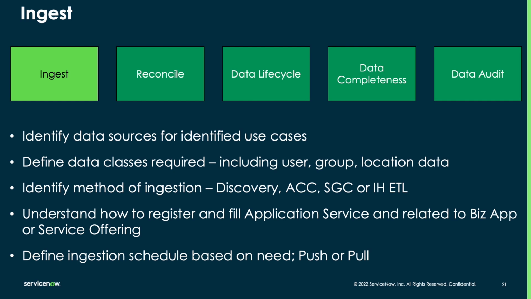I just mentioned the ingest piece, so going back to that, a couple of key pieces. Number one is to identify data sources for the use case. Like I was mentioning before, if it's software asset management, you may need computer and software titles. If it's something different, you may need different data types. In this case, you may need a user, maybe a group, maybe a location, so not just the CI, but also the foundational data you need to drive that use case.